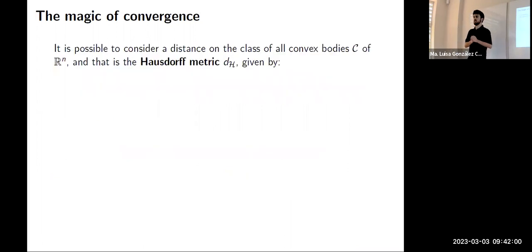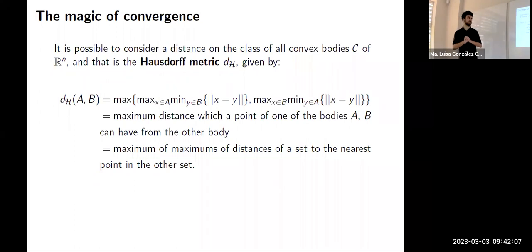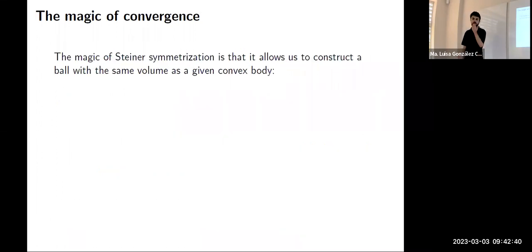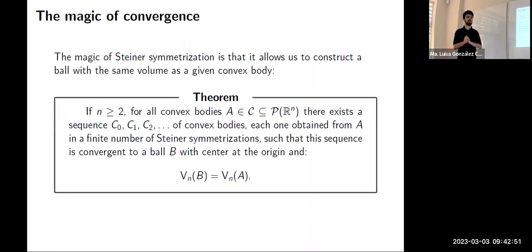So it is possible to consider some metric called the Hausdorff metric over all convex bodies, which is given by this expression. But basically, it is the maximum distance which a point of one of the bodies A or B can have from the other body. This metric induces a topology, which gives us a notion of convergence. This is the Hausdorff topology on convex bodies. So the magic of Steiner symmetrization is that one can transform every set into a ball with the same volume. Well, every single convex body.